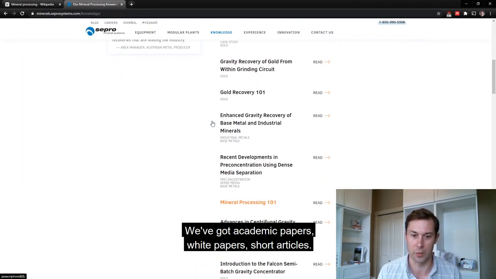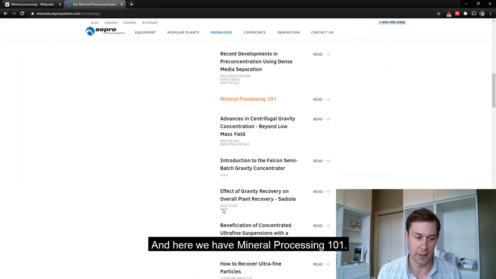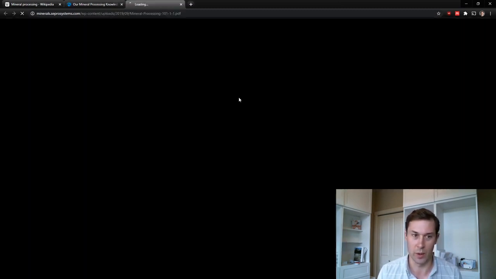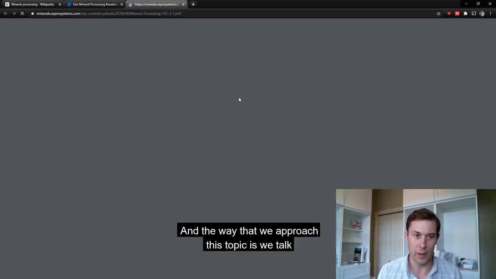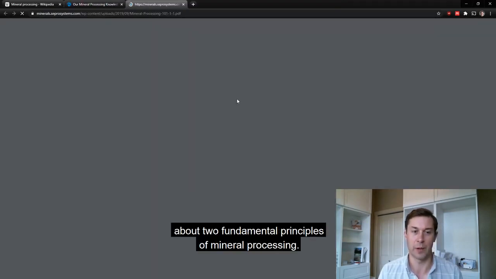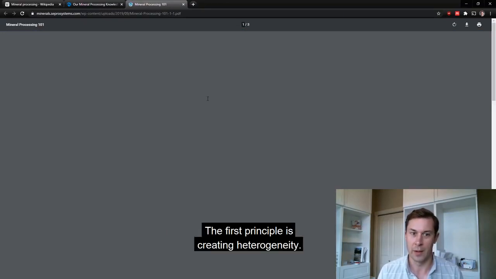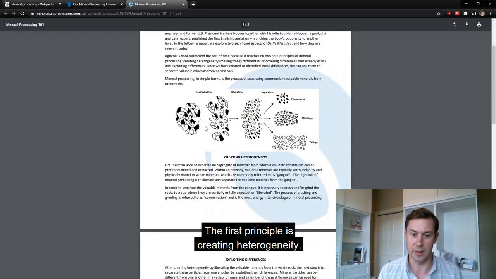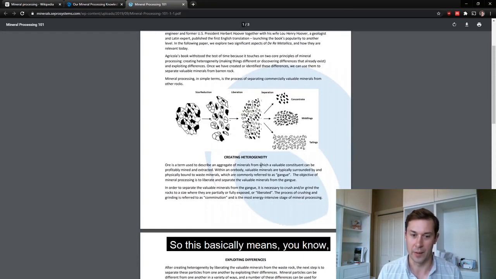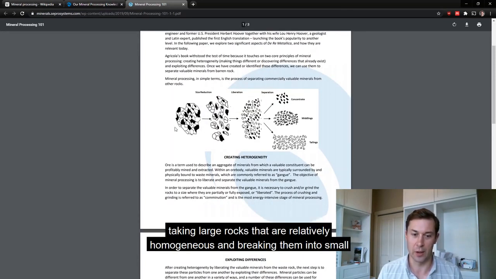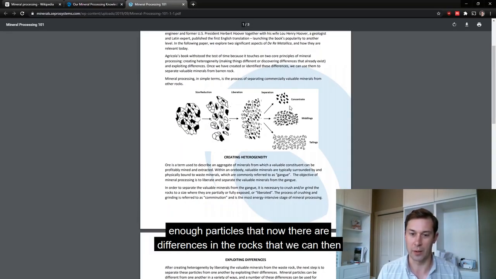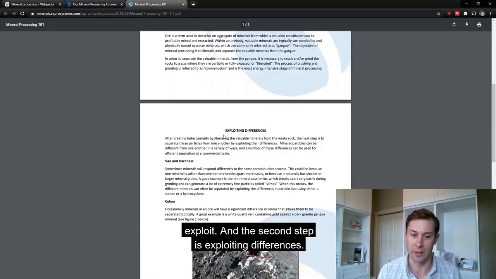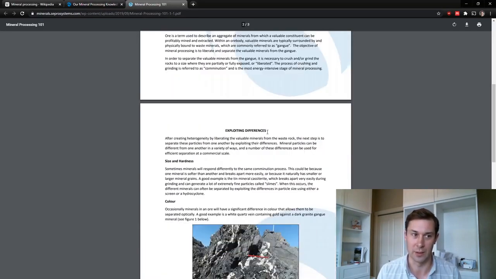We've got academic papers, white papers, short articles. And here we have Mineral Processing 101. And the way that we approach this topic is we talk about 2 fundamental principles of mineral processing. The first principle is here, creating heterogeneity. So this basically means taking large rocks that are relatively homogeneous and breaking them into small enough particles that now there are differences in the rocks that we can then exploit. And the second step is exploiting differences.